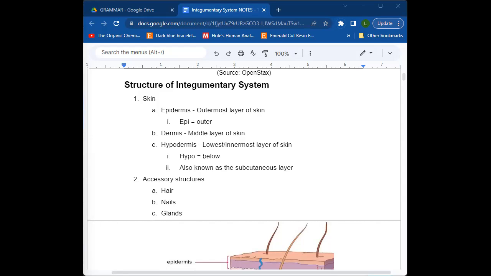Sometimes the hypodermis is also known as the subcutaneous layer. So if you ever hear or see the word subcutaneous, you should know that it means the same thing as the hypodermis. Then the accessory structures are the hair, the nails, and the glands. We don't really need to worry too much about the nails, so we're mostly going to focus on the hair and the glands.